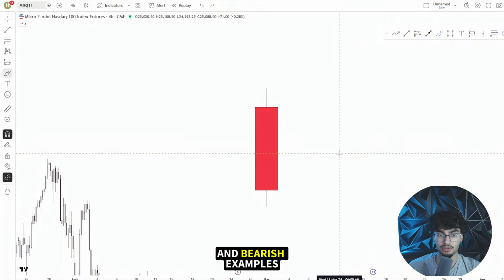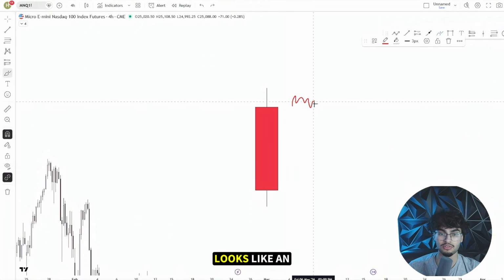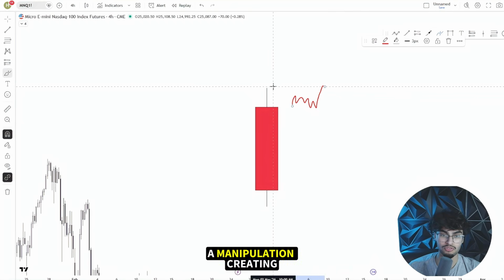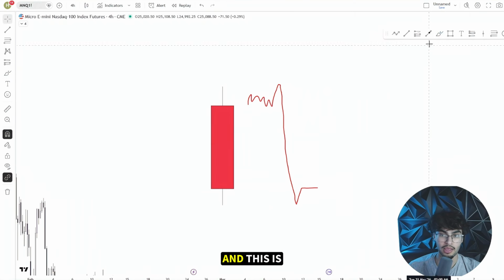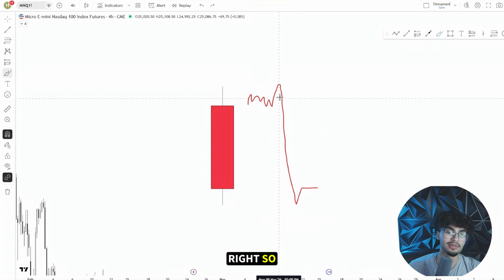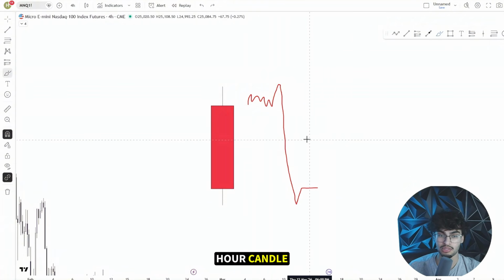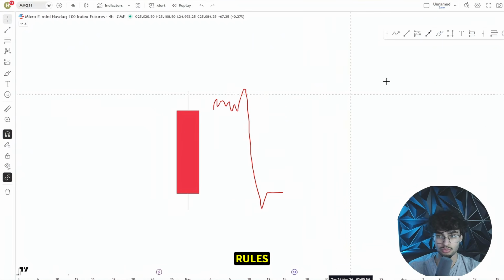So there's bullish and bearish examples, and that on the lower time frame looks like an accumulation, a manipulation creating this high, a distribution, and then a closure back into the range to cap off this closure. And this is pretty much what the market looks like on the lower time frame every single 4-hour candle, right? So if we have this framework of what a 4-hour candle should look like, we can understand how to trade it and create a model around it. And that's what I've done. So let's get straight into the rules.